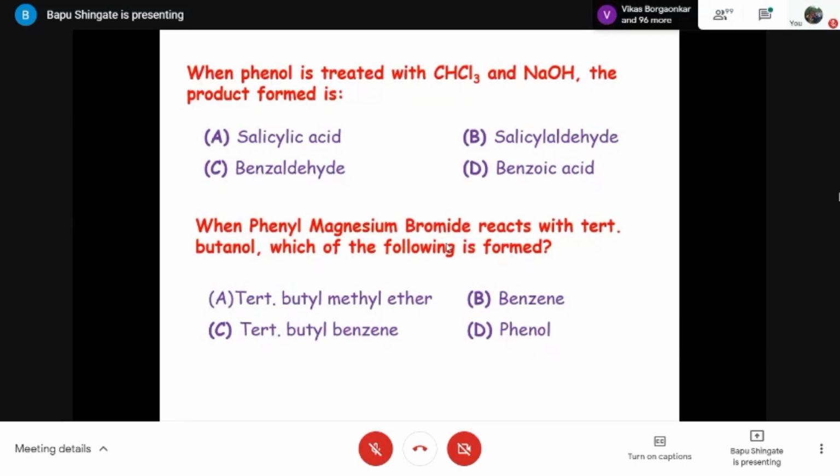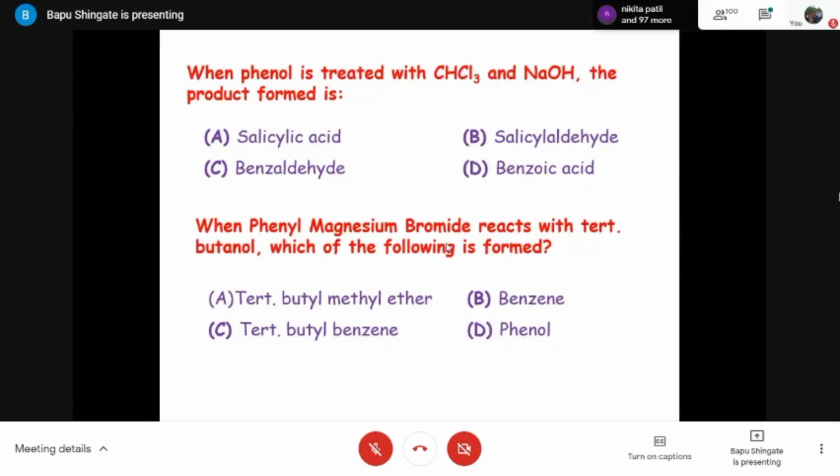Many times the students give the answer tertiary butyl methyl ether, tertiary butyl benzene or phenol because they have not prepared very well. See, any kind of Grignard reagent, whatever it may be, RMgX, on reaction with any kind of alcohol, R-OH, will abstract the proton from the alcohol, forming the corresponding hydrocarbon, RH. Here, phenyl magnesium bromide, PhMgBr, the Ph minus will take the proton from tertiary butanol, forming benzene. That's why keep in mind, this particular question was asked in the GATE examination two to three times.